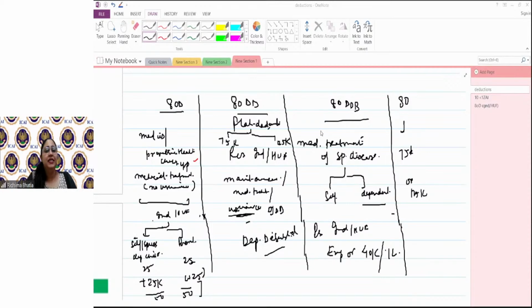No, Mr. X and his mother cannot, in the case of dependent disability, both Mr. X and his mother respectively cannot claim 80DD and 80U. Either the mother would claim 80U or Mr. X would claim 80DD for maintaining the dependent disabled, who is the mother in this case.